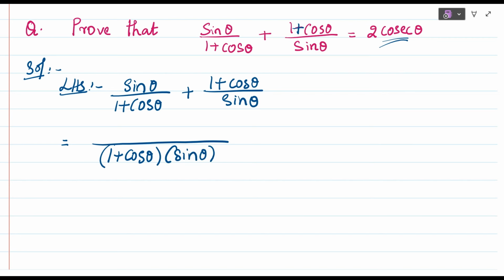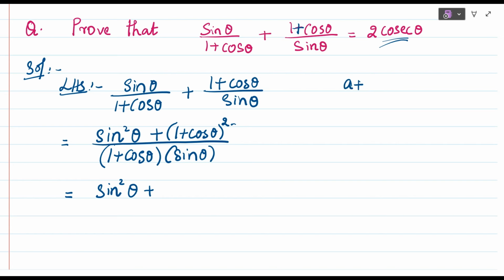Be careful while writing the numerator. Here 1 plus cos theta is there in the denominator, so sin theta is not there in the denominator of the first term. Multiply this with its numerator. So sin theta into sin theta gives sin square theta. Plus, the second term's denominator is sin theta, we are not having 1 plus cos theta, so multiply this 1 plus cos theta with its numerator. This becomes 1 plus cos theta whole square. Understood, students?